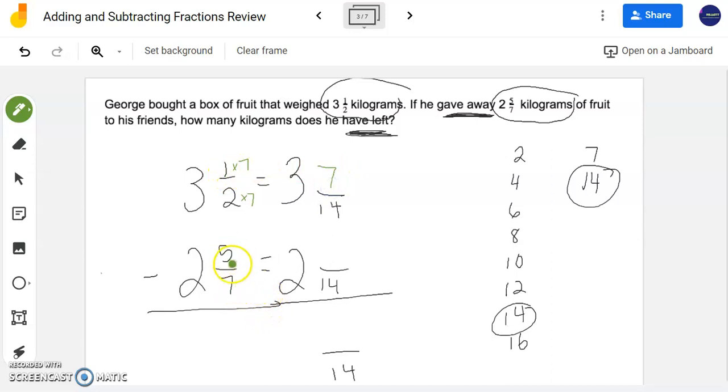Now I'm looking here and I see 2 5/7. Well, 7 times 2 gave me 14 as my denominator. So if I multiply my denominator by 2, I multiply my numerator by 2. So 5 times 2 is 10.